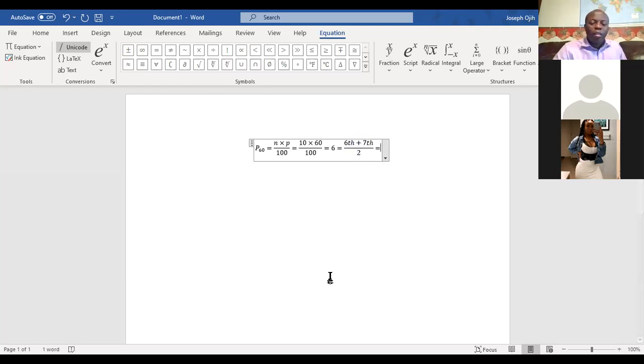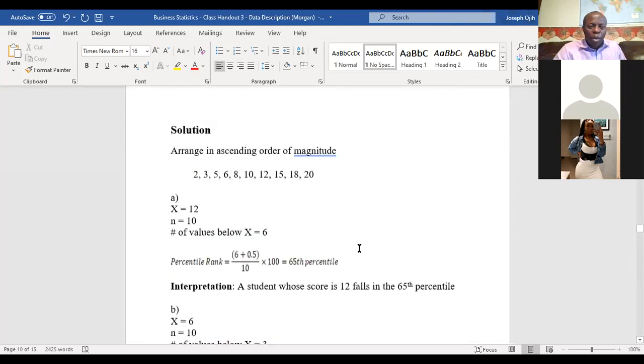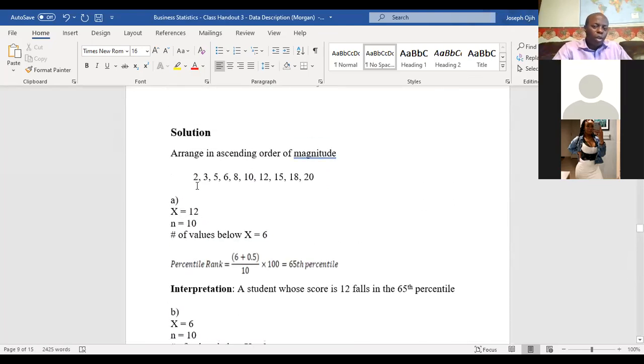And from our question, we can figure out the 6th and 7th number. Look at our list here where we arranged it. So 1, 2, 3, 4, 5, 6th and 7th. That means 10 plus 12. Let me write it down. 10 plus 12 over 2. So this is the 6th number, this is the 7th number. I'm going to put it there. 10 plus 12.